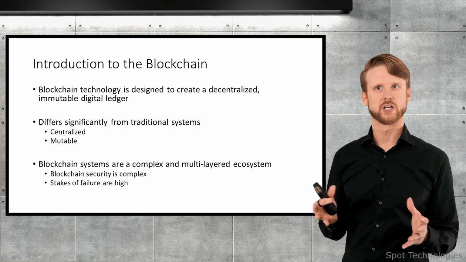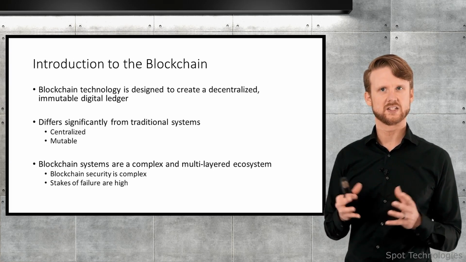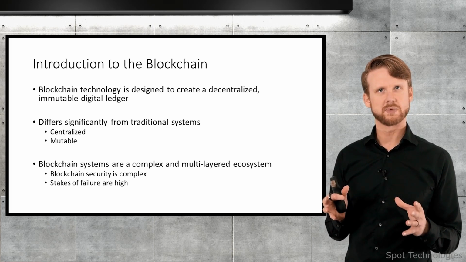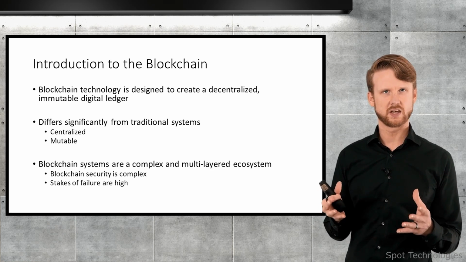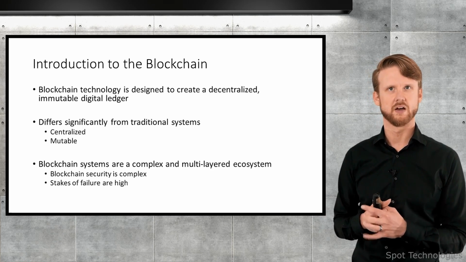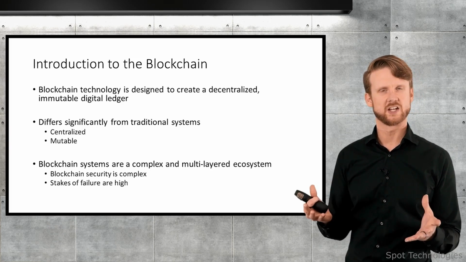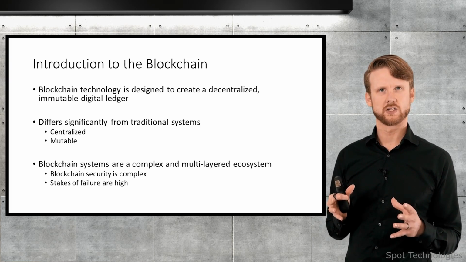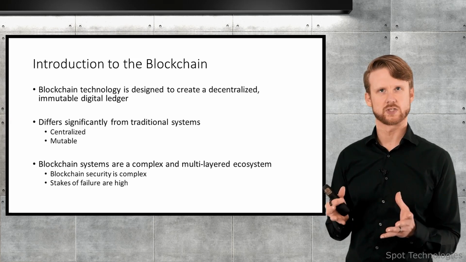So what is the blockchain? The blockchain is designed to create a decentralized, immutable digital ledger. And so what this means is that we're using technology that differs very significantly from traditional ways of doing things. So in the past, if you want to implement, say, a financial system, like a bank, then you're relying on some form of centralized party to maintain the integrity and correctness of the accounts ledger.